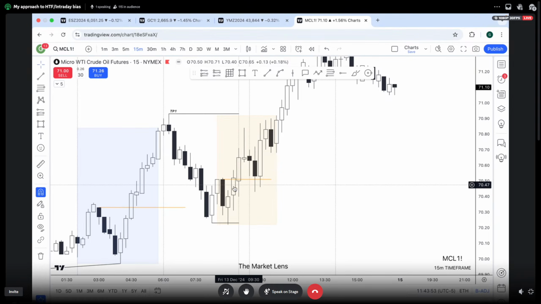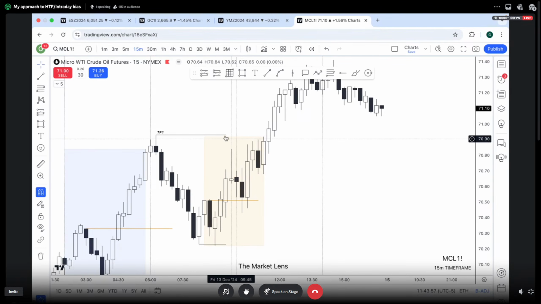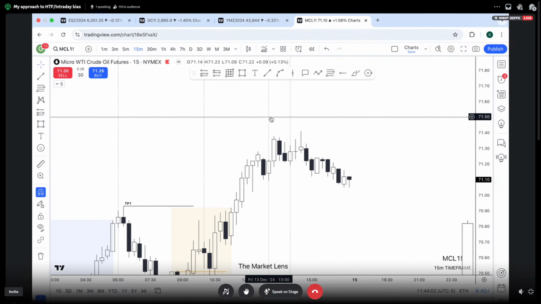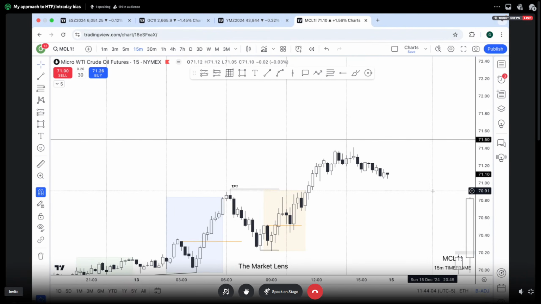I actually entered before this open. I entered right here, right? And my first TP is here, stop loss at the body, and I'm looking to target here, but we never got there. So does that make sense?